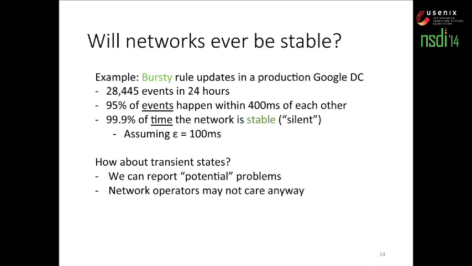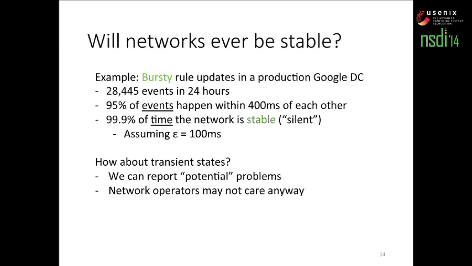In order to answer that, we look at a production Google data center. And we find out these rule updates are very bursty. During a 24-hour period, we recorded over 28,000 events. If we look at the events themselves, we find that 95% of the events happened within 400 milliseconds of each other. In other words, most of the time, the network is silent. And if we look at the time, assume that we have epsilon equal to 100 milliseconds.